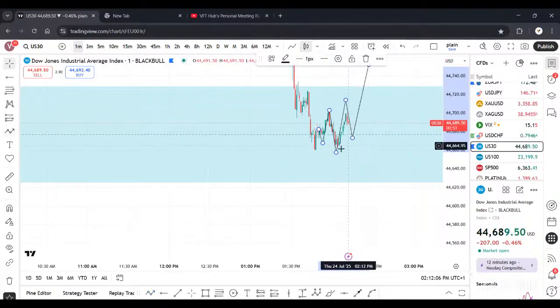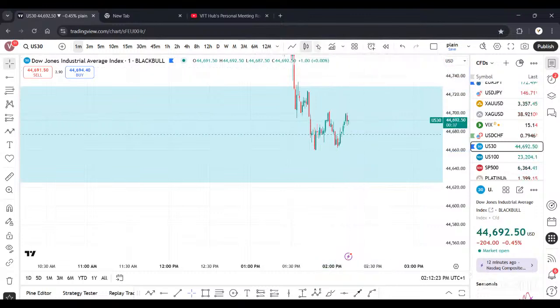So you enter from here, your stop loss will be just below here, or if you want to give price a better allowance, you can cover here, and then your take profit ultimately will be the take profit marked in the morning, right? I hope this is well understood.